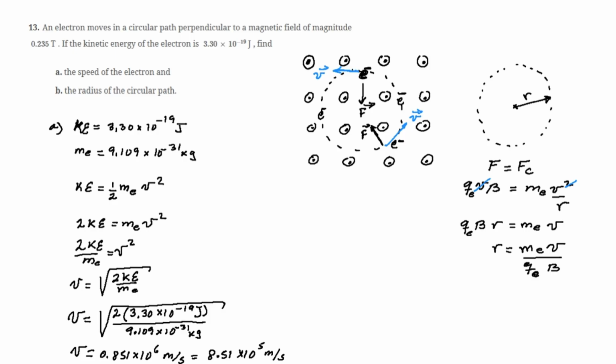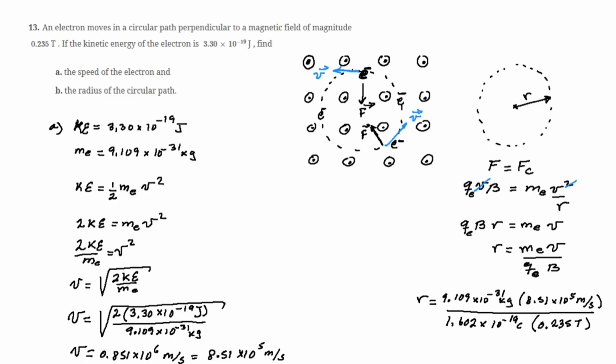So I can now calculate the radius. I can say that the radius is the mass of the electron, 9.109 times 10 to the negative 31 kilogram, times the speed of the electron, 8.51 times 10 to the 5th meters per second that we calculated previously, divided by the charge of the electron, 1.602 times 10 to the negative 19 coulombs, times the intensity of the field, 0.235 Tesla.